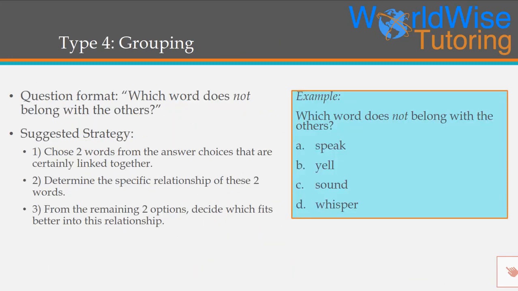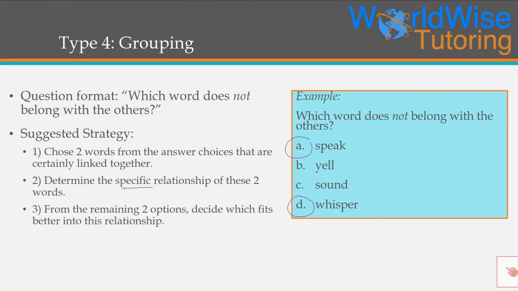The fourth type of question on the HSPT verbal section is grouping. You will recognize this because it will ask you which word does not belong with the others, and then it will give you 4 choices. The strategy I suggest would be to choose 2 words from the answer choices that are certainly linked together. Looking at my answer choices, I see speak and whisper. I know that those are both together because they're both ways of talking.